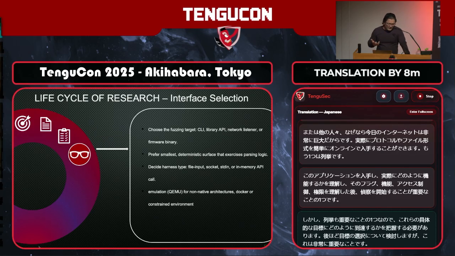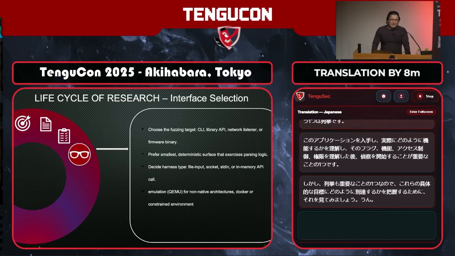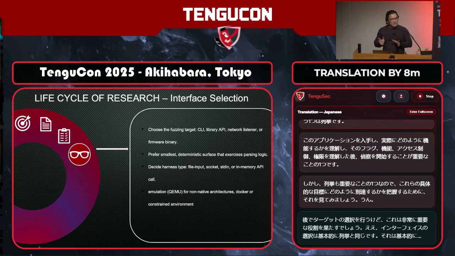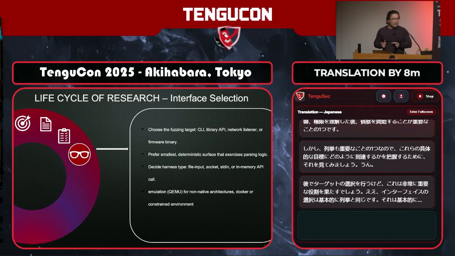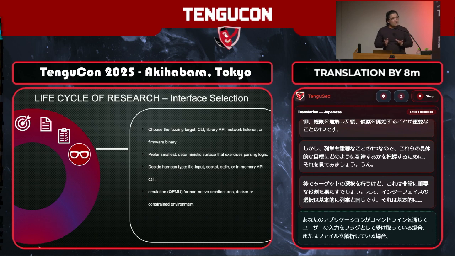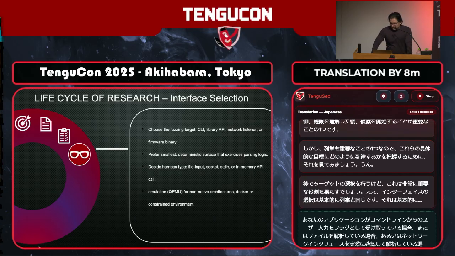Interface selection is basically the same as enumeration. If you're going to target, is your application taking the user inputs through the command line as a flag, or is it parsing a file, or is it looking at the network interface to parse them, for example, tcpdump, right? So you need to understand what the attack surface is.